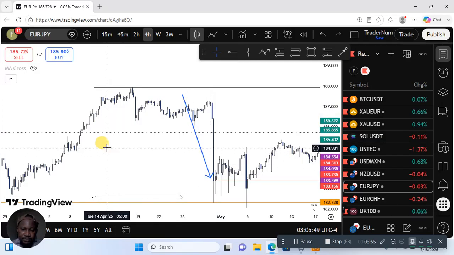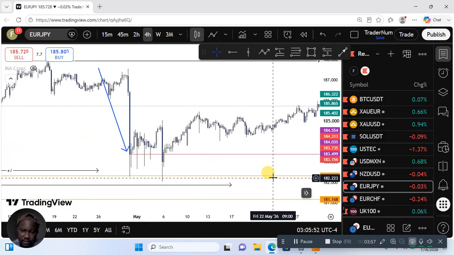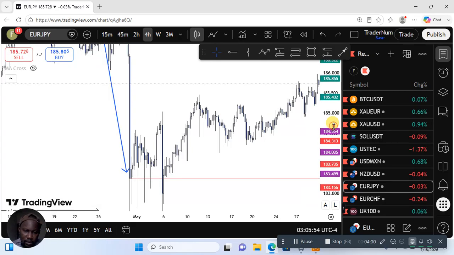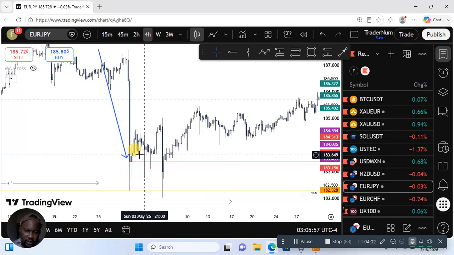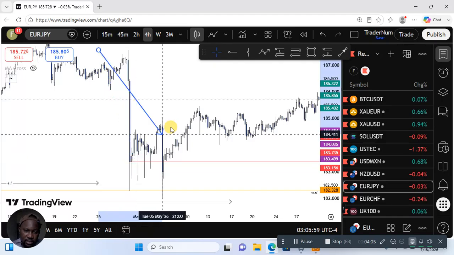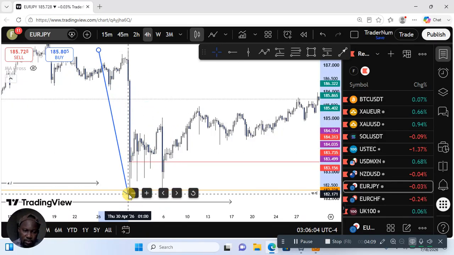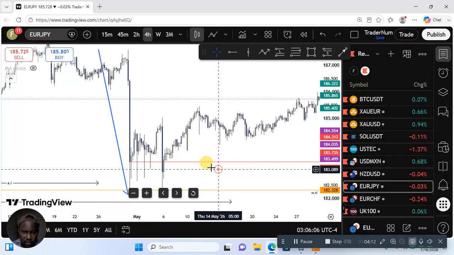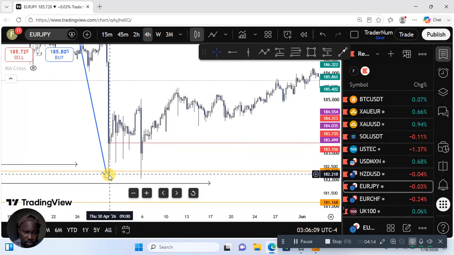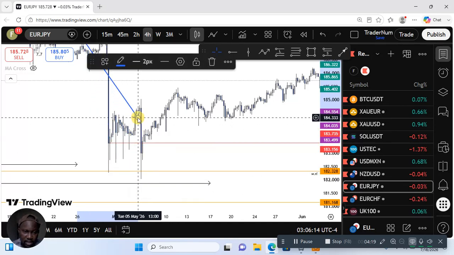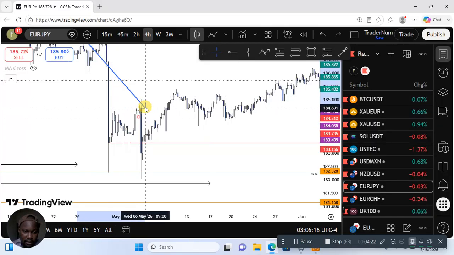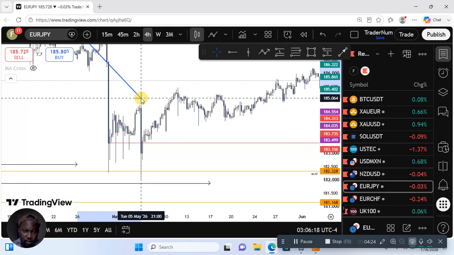This is what price did. Price came back like this, tapped, rejected, went up here, then came and swept this low. Swept this low here to cause our sweep. Then making here the 4-hour high, the next 4-hour high that we're going to wait for the break. So we will now be waiting for the break of this structure, this high here, right?